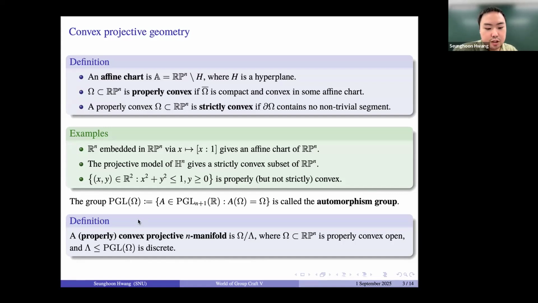And whenever we have such a subset and a discrete subgroup lambda of PGL(omega), then the quotient of omega by lambda will be a manifold, because this group being a discrete subgroup is equivalent to the group acting on omega properly discontinuously. So we call such a manifold a properly convex projective n-manifold. It's a long name, so we will not say properly. We'll just call it convex projective n-manifold in this talk.